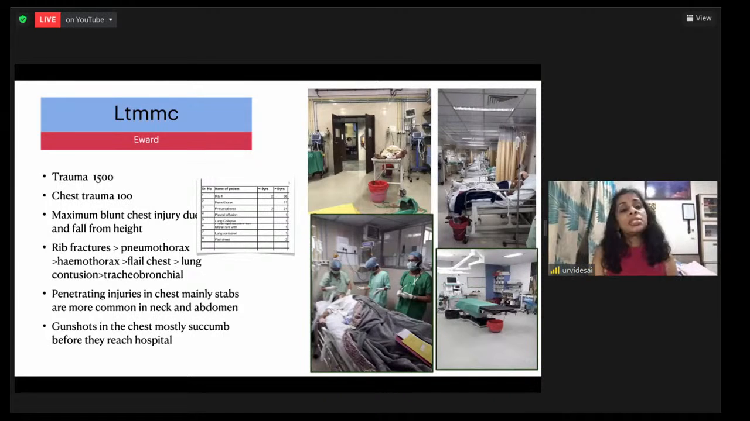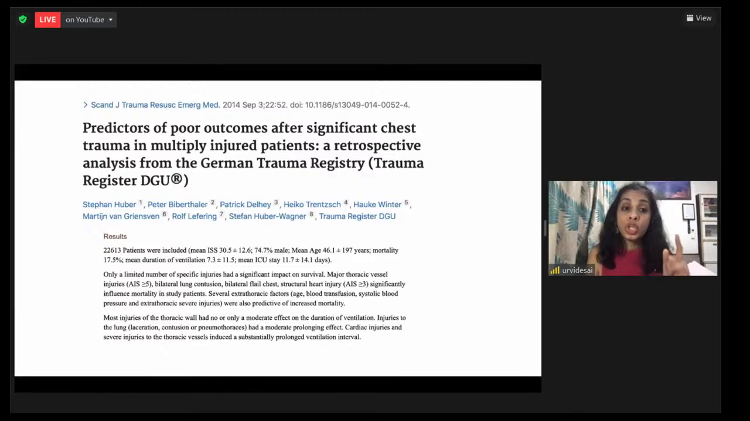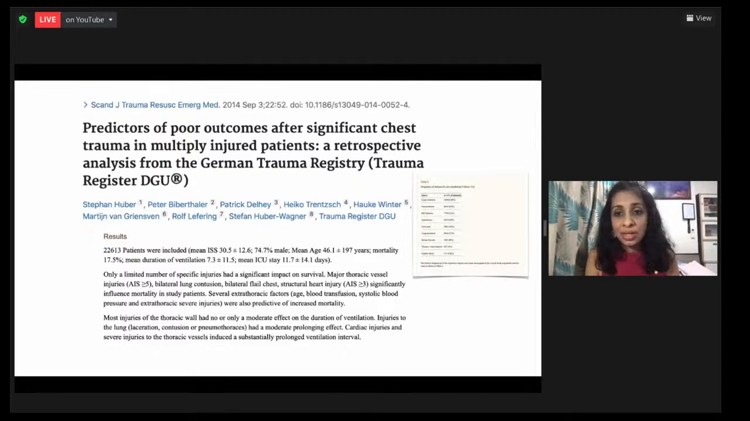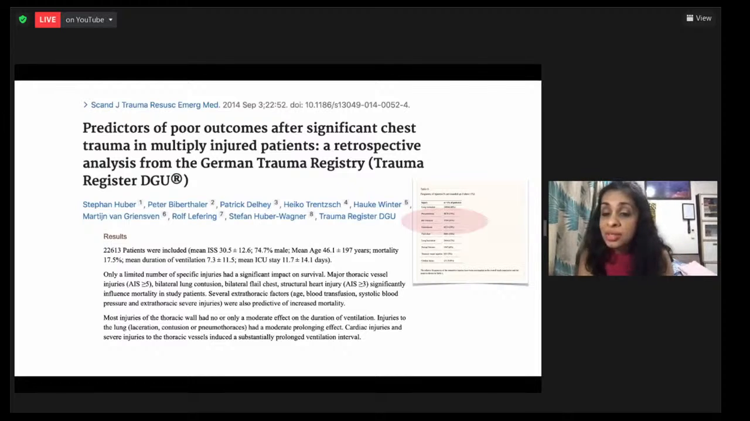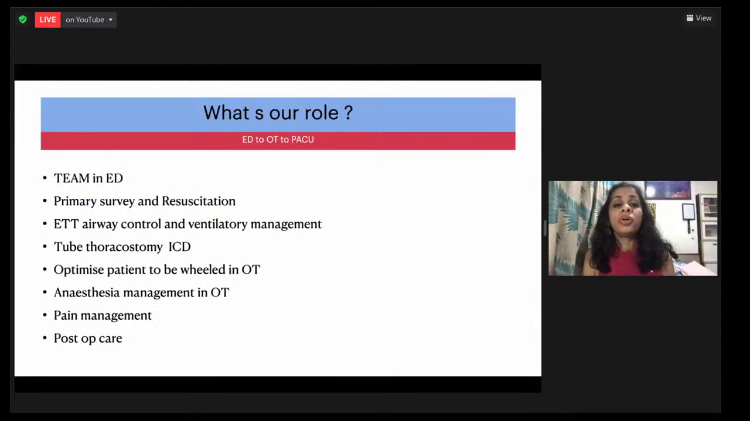This study was done by Stefan Heber in Germany, and it was a very large study of 22,000 patients. What he concluded was that mortality was maximum when patients came with bilateral lung contusion, bilateral flail chest, a major thoracic vessel injury and direct injury to the heart. Obviously, the mortality further increased with age, hypotension, and blood transfusion, and the rib and chest wall injuries did not cause that much mortality. When we look at the audit, it is similar to my audit in the ICU, where there was a maximum number of rib fractures, pneumothorax, hemothorax, and lung contusions.